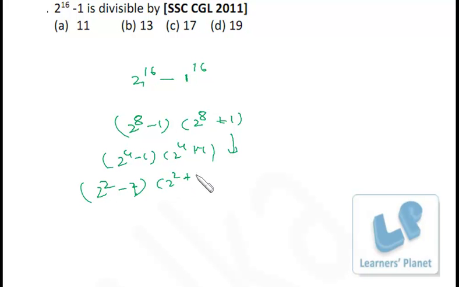You don't have to write everything. You just see over here 2 raised to 4 plus 1, that's 16 plus 1, 17. So 17 is definitely a factor. Since none of the other options fit, don't move further. Okay, 17 will be your correct choice.